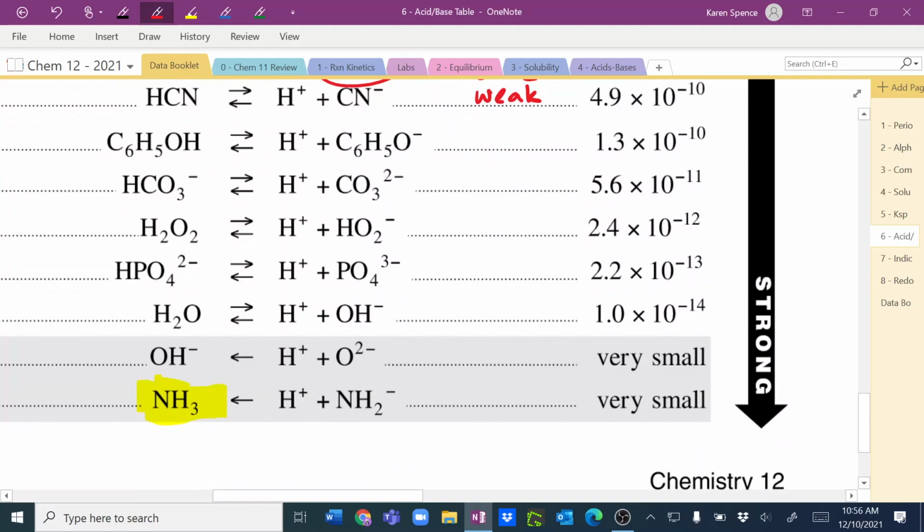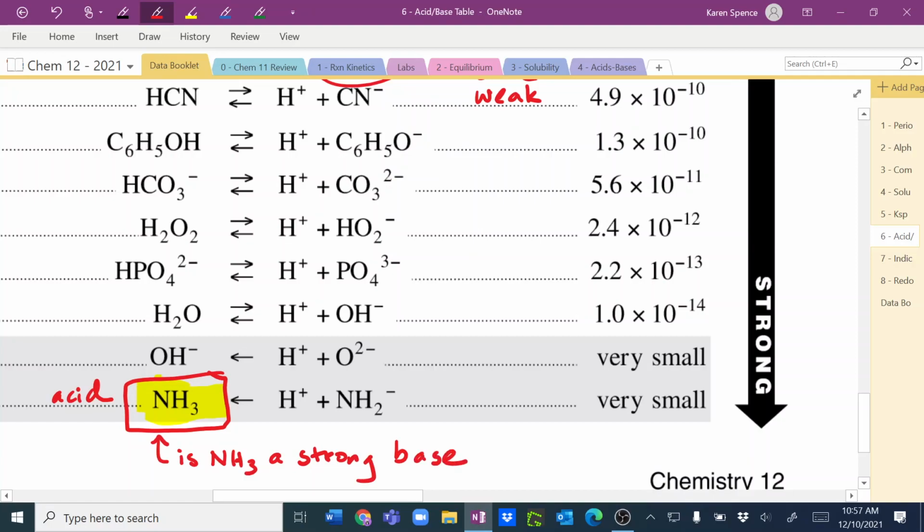How about the NH3 down here? Which side is this on? It's on the acid side. So is NH3 a strong base? Nope, because it's on the acid side. Who is the strong base? NH2 is the strong base.